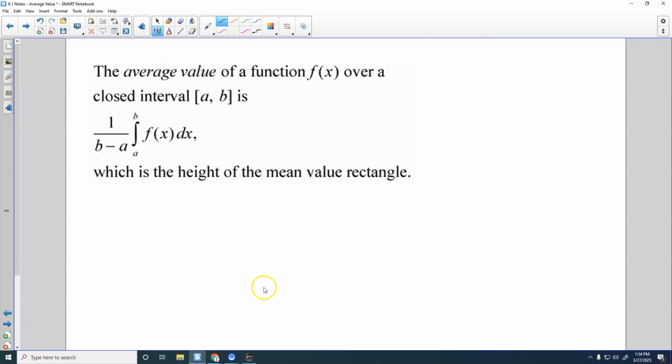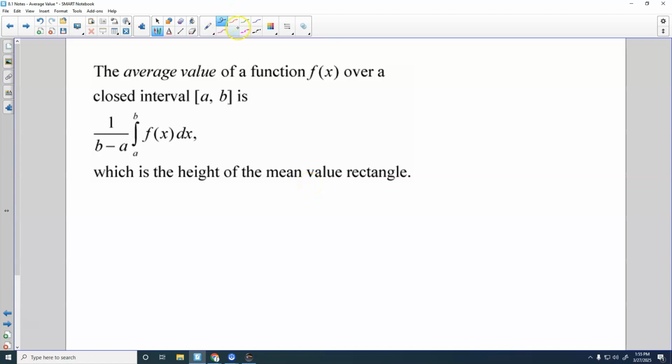The formula that we can use for average value is, if you're looking for the average value of a function over a closed interval from a to b, then your average value is going to be 1 over b minus a times the integral of f of x dx.